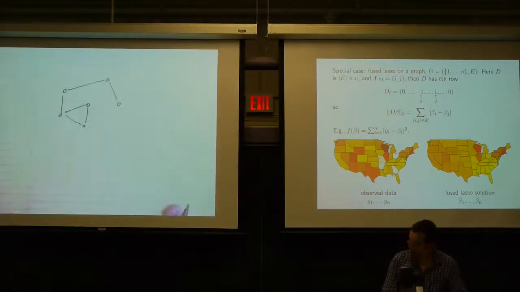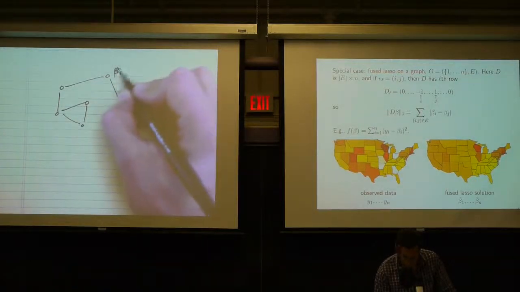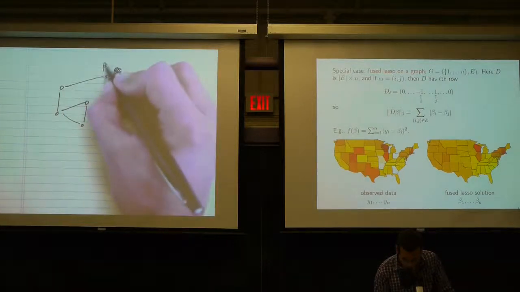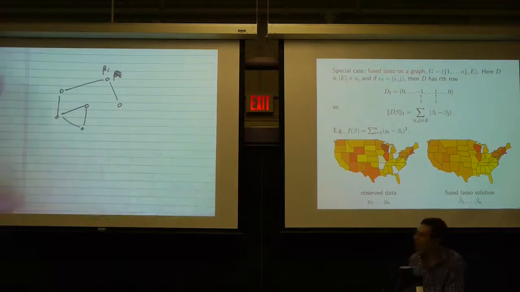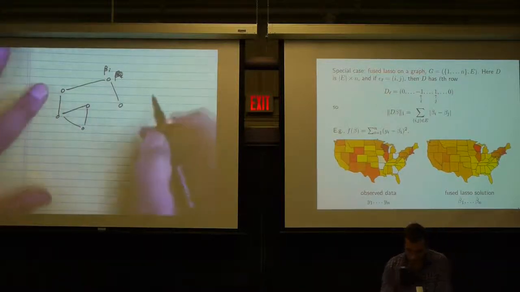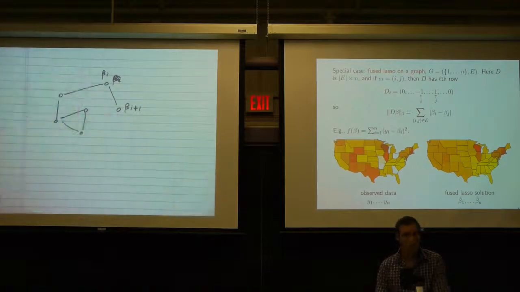And at every node, I'm going to put down a component, beta i. I don't observe that. That's really what I'm going to solve for. And I may believe that this graph structure defines something over which the beta should be piecewise constant. So if two betas are joined by an edge, I think maybe they're more likely to have a similar value.